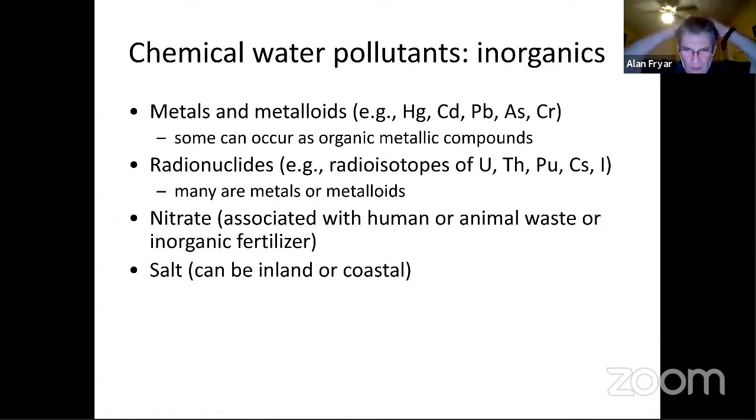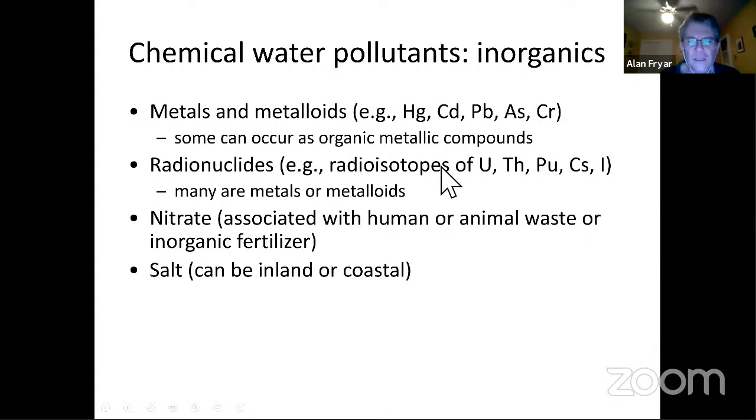So we can classify chemical pollutants in different ways. First, inorganics. So we have metals and metalloids: mercury, cadmium, lead, arsenic, and chromium as examples. Some of these occur as organometallic compounds or ions in solution. I've listed these five in particular because they are particularly toxic to humans. And of these, arsenic in particular, in a lot of the world, is naturally occurring.